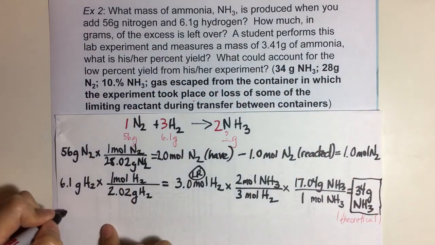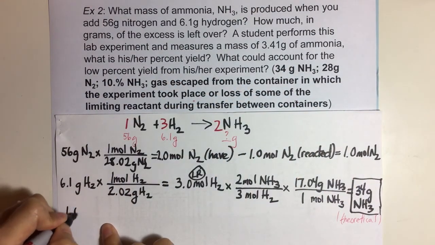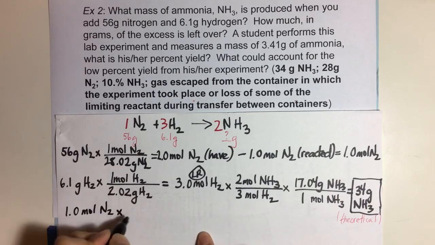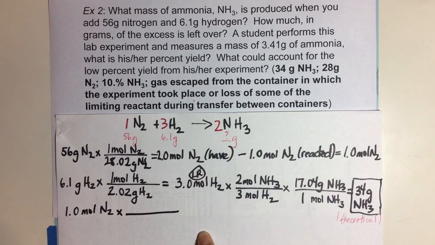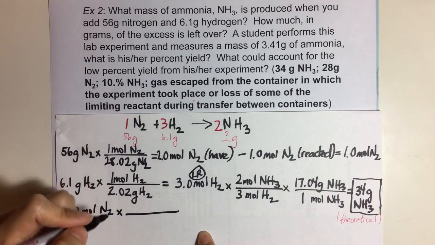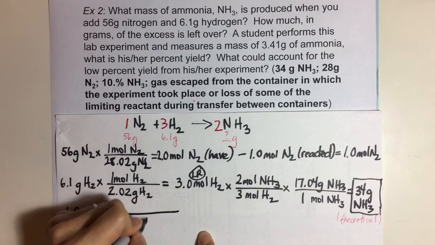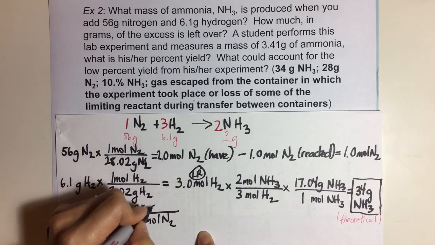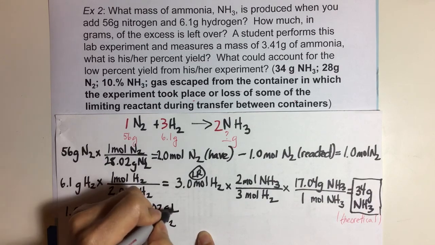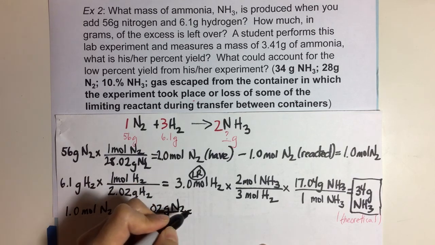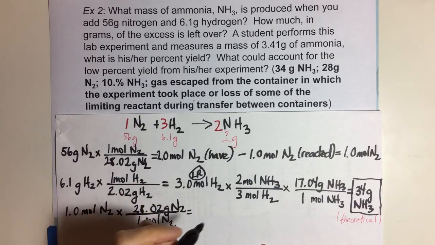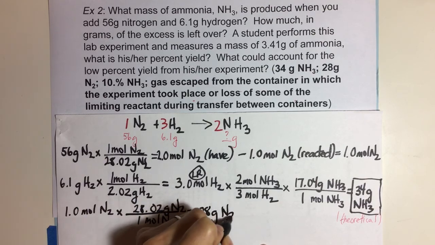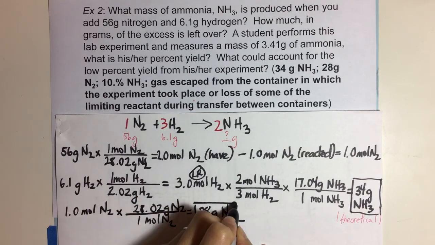So then you convert your 1 mole of nitrogen into grams. And really 1 mole of nitrogen means it's the molar mass, because the molar mass is the mass in 1 mole of that substance. So in 1 mole of nitrogen, there's 28.02 grams of nitrogen. And so multiplying that out, you will get 28 grams. You got to sig fig it also. Okay? So this is my excess.